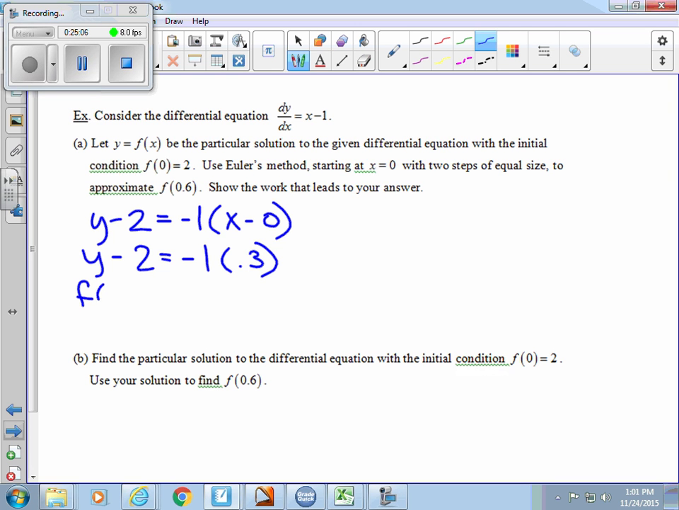So f of 0.3 is approximately 1.7. So that's step 1, right? We wanted to do 2 steps. We're going to do that again.